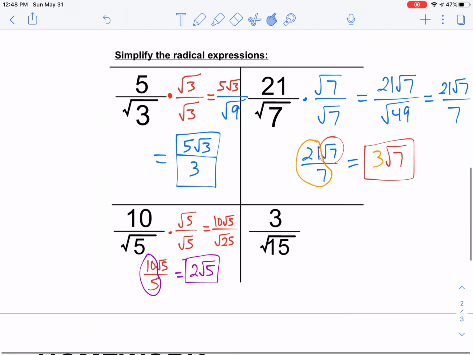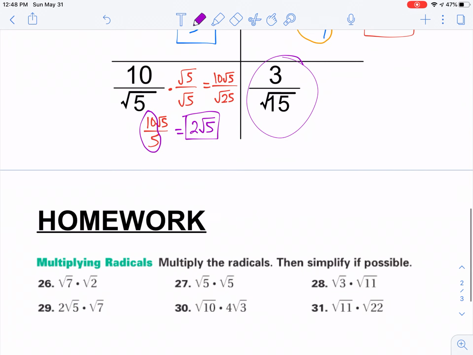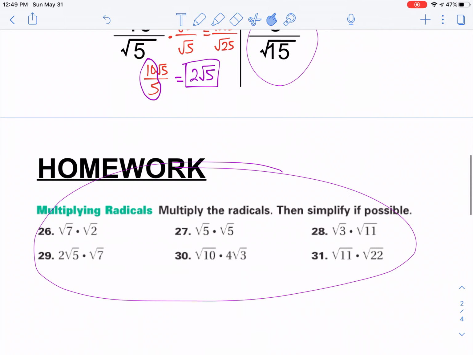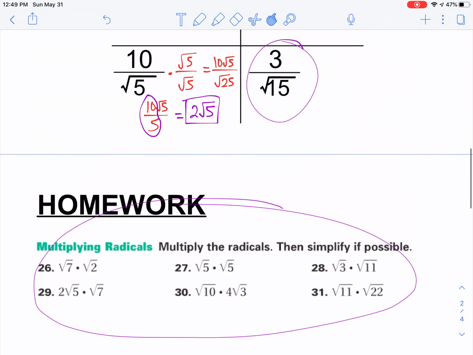You guys try for homework this problem, and then these 6 down here. And that's it. That's the whole file. Good luck.